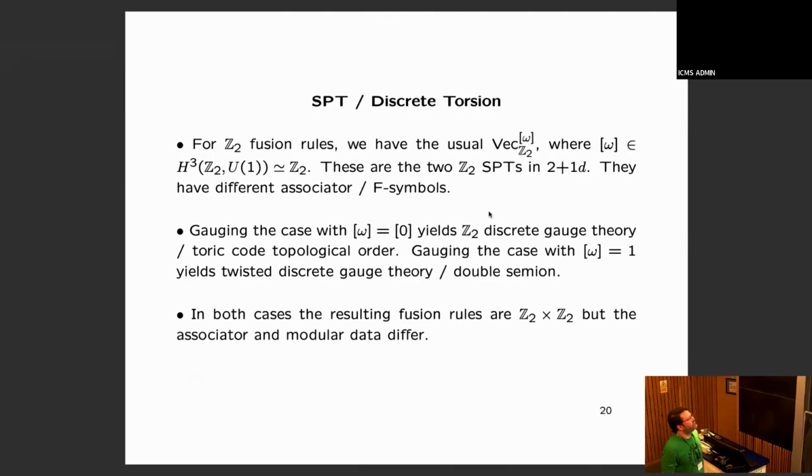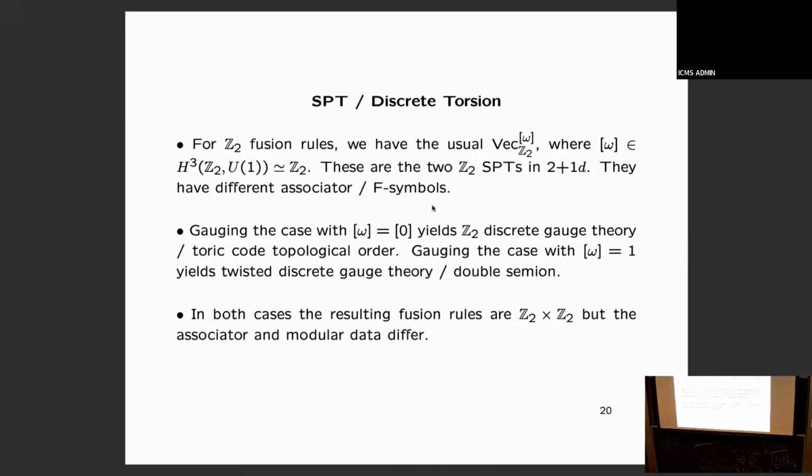And for Z2 fusion rules, now we can imagine different discrete torsions. So we get the usual discrete torsion, which corresponds in the Z2 case to the usual H3 classification. So we have Vec Z2 with some 3-cocycle. That could be trivial or non-trivial because this group is essentially Z2. These are the 2 Z2 SPTs in 2+1 dimensions. Gauging the trivial case gives you the toric code theory. Gauging the case with non-trivial associator gives you SU(2) at level 1 Chern-Simons theory times SU(2) at level -1, or, if you like, what's called in the condensed matter world the double semion. In both cases, you have the same fusion rules, but the associator and the modular data differ because you've stacked with different SPTs.